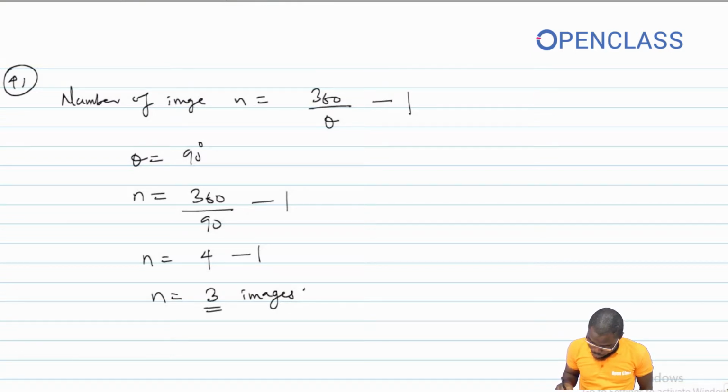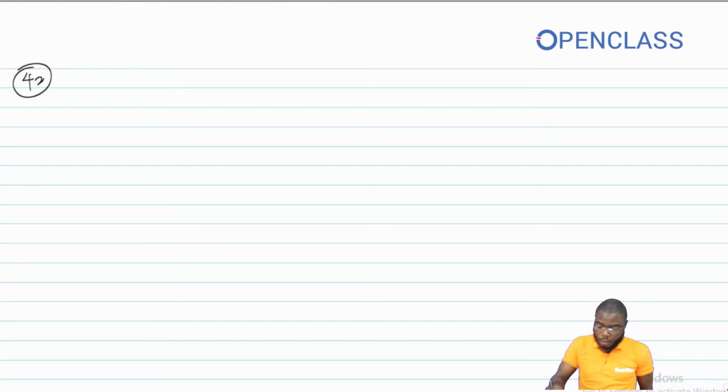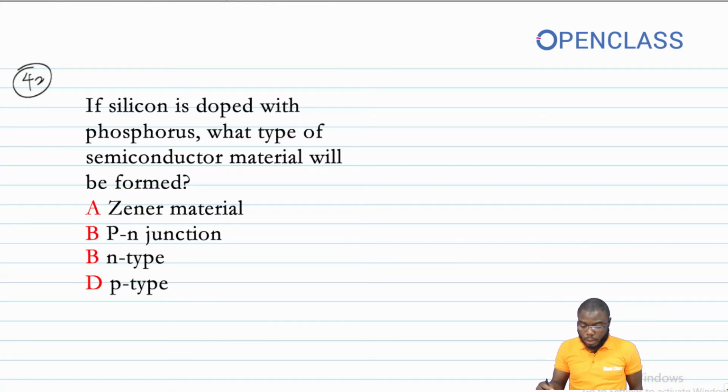Now, moving on to question number 42. It says, if silicon is doped with phosphorus, what type of semiconductor material will be formed?